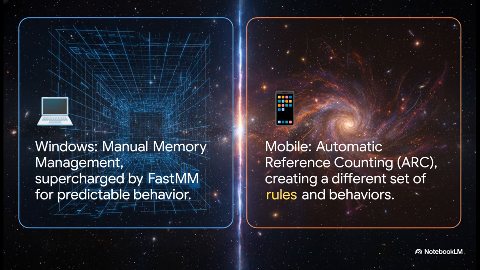Well, here's the culprit. For a while, Delphi was living in two completely different worlds. On Windows, we had our classic, predictable, manual memory management, backed by the incredibly efficient FastMM. But on mobile, to kind of fit in with how those platforms worked, Delphi adopted automatic reference counting, or ARC. Two different systems meant two totally different rulebooks, and that was ground zero for all the confusion.